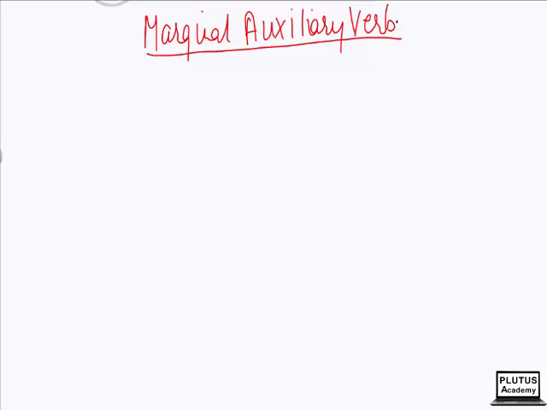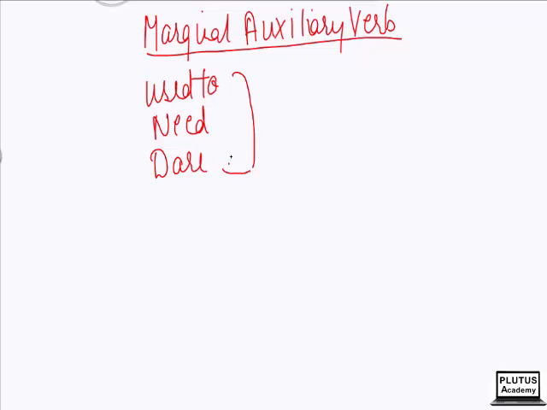There are three words that come under the category of marginal auxiliary verbs, and those three words are used to, need, and dare. These verbs are used as main verbs and sometimes as helping verbs.